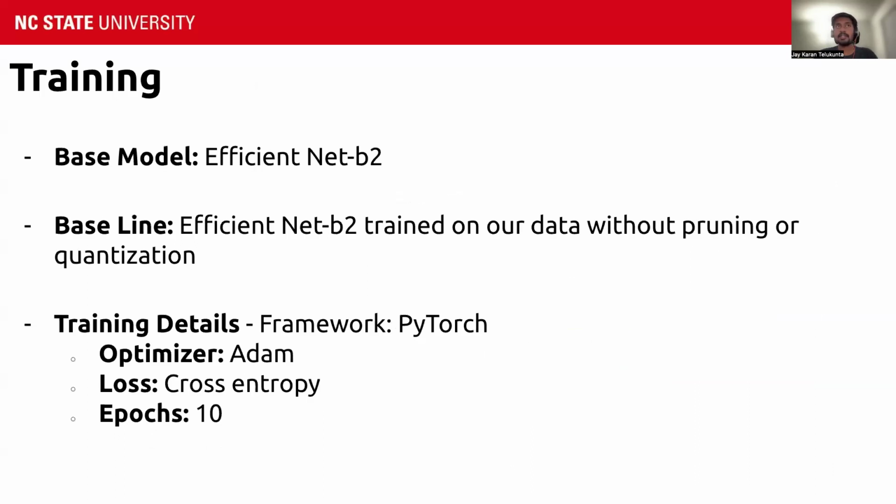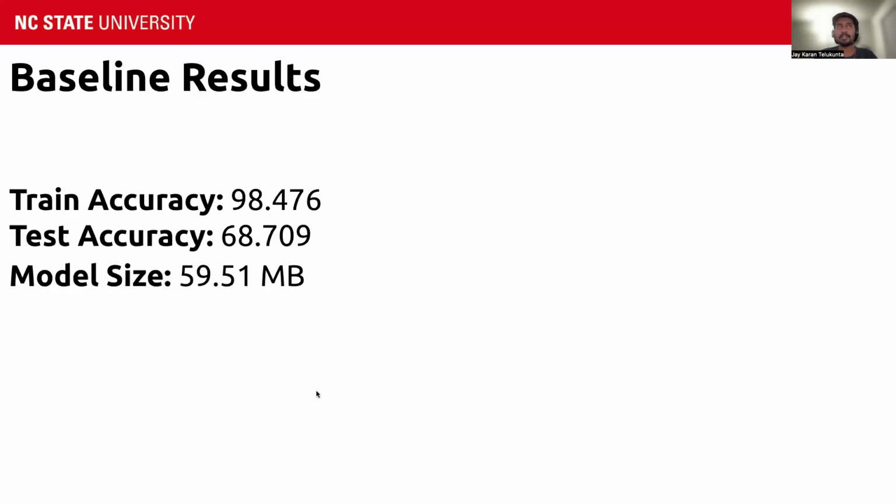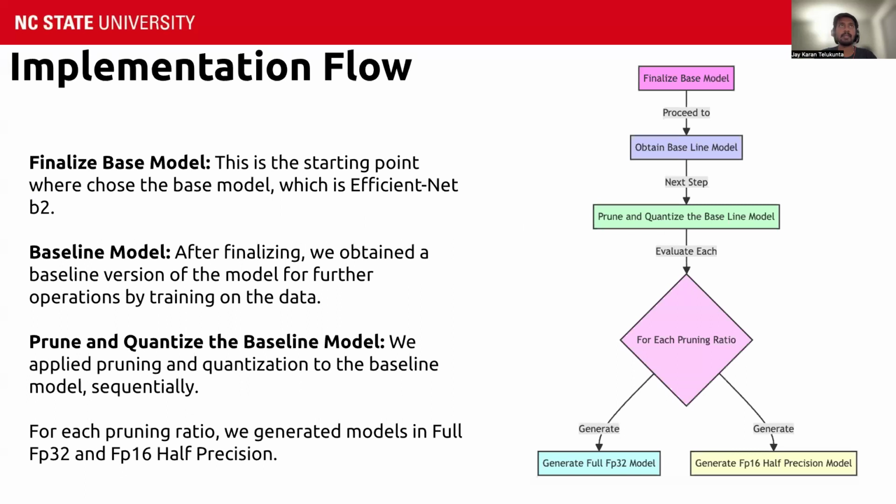So choosing the baseline, as I mentioned, we have used EfficientNet B2. We have trained this model at 0% pruning or quantization on our dataset. We have used Adam and cross entropy loss function for 10 epochs. We received about 98% train accuracy. Test accuracy was about 96%, and model size was about 59 MB.